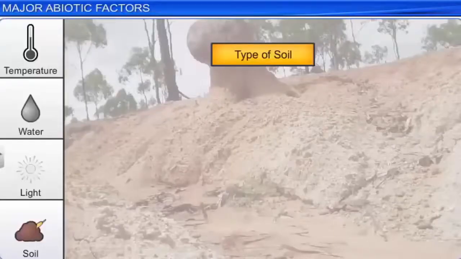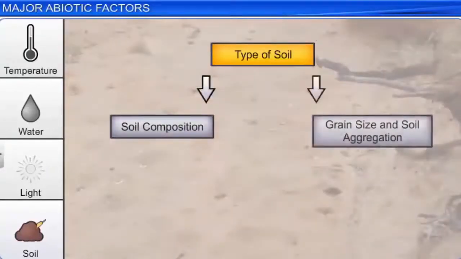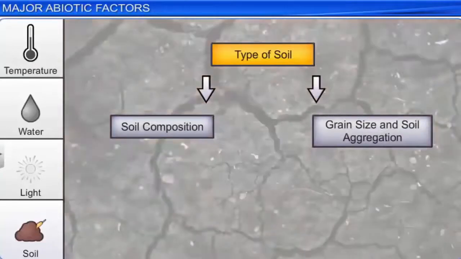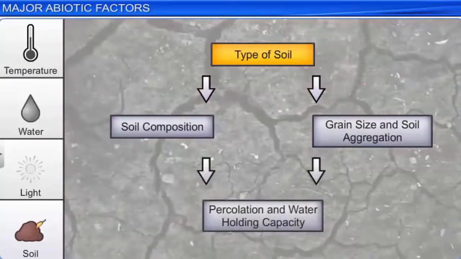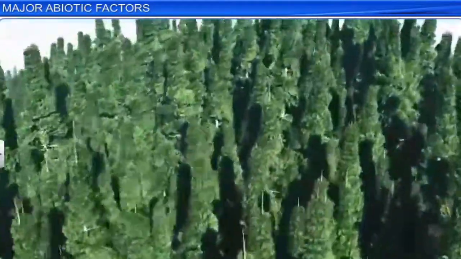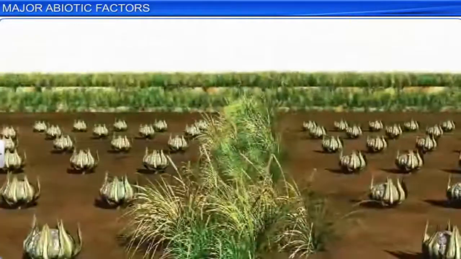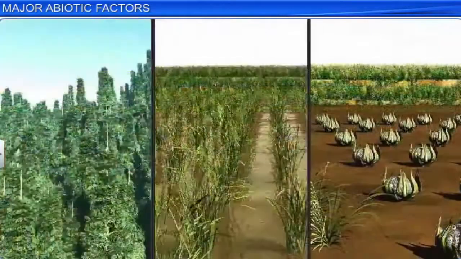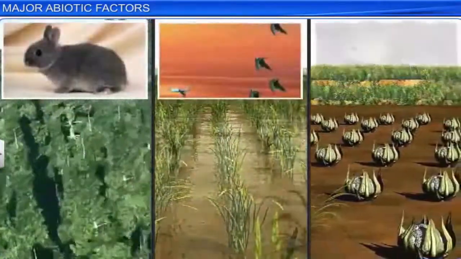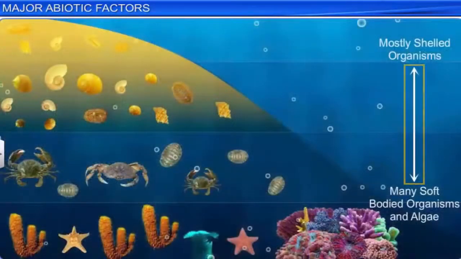Apart from these factors, various soil characteristics such as its composition, grain size, and soil aggregation determine its percolation and capacity to hold water. Characteristics such as pH and mineral composition of the soil and topography of the place greatly influence vegetation, which in turn determines the animals that can survive in that place. Similarly, in aquatic habitats, the sediment's characteristics determine the type of benthic animals that can survive there.